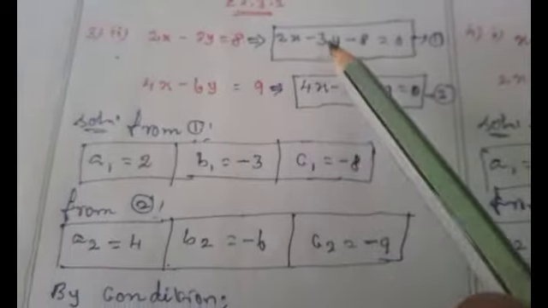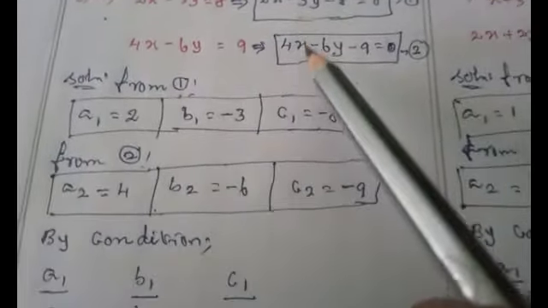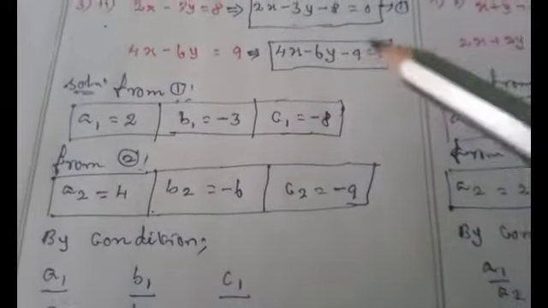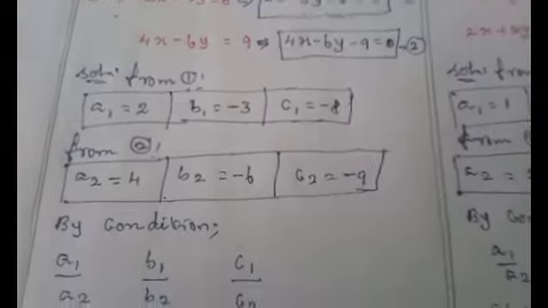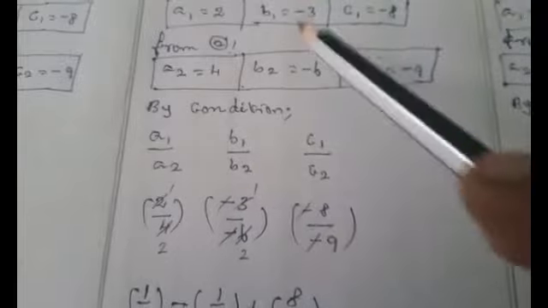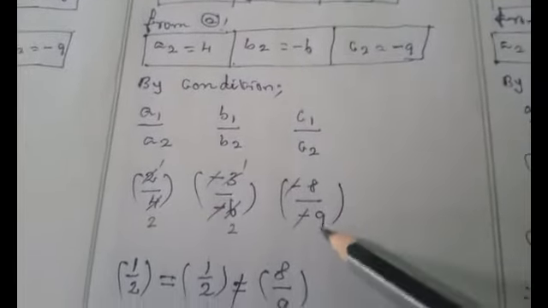So from equation 1 we can say a1 is 2 and b1 is minus 3 and c1 is minus 8. From the second equation we can say a2 is equal to 4 and b2 is equal to minus 6 and c2 is equal to minus 9. So by condition we have to check a1 by a2, b1 by b2, c1 by c2. So a1 by a2 means 2 by 4, b1 by b2 means minus 3 by minus 6 and c1 by c2 means minus 8 by minus 9.